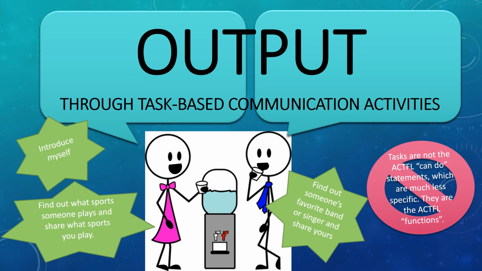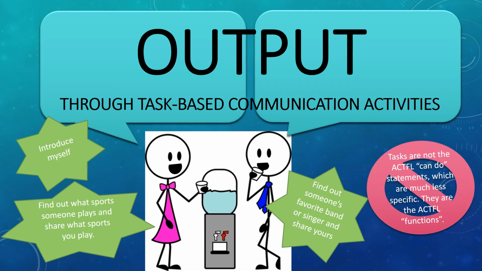This is called output. And output can be speaking or writing, or in the case of sign language, using your hands to speak. And a very effective way to have output activities is through task-based communication activities. Now, these are tasks. These are things that you want to do. Like, I want to introduce myself. So a task is introduce myself. So the students maybe introduce themselves to each other.